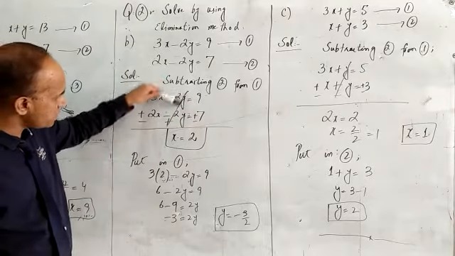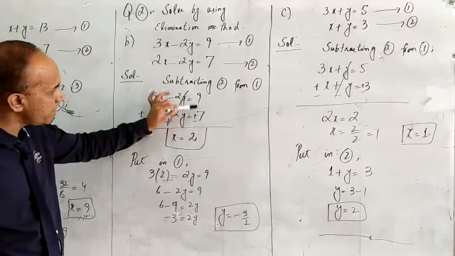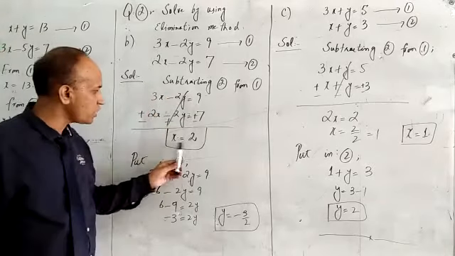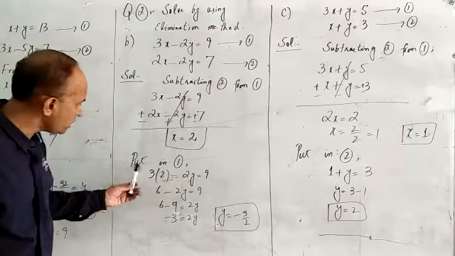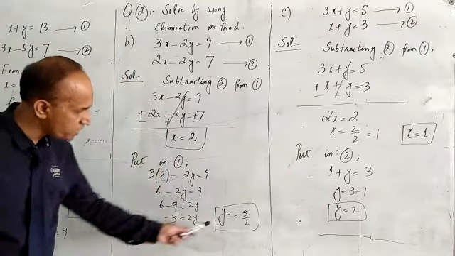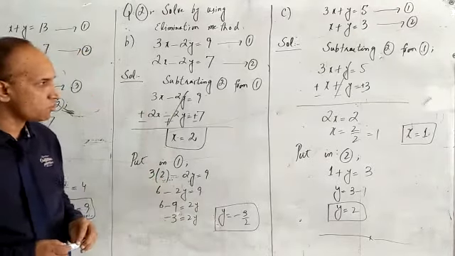You can see that these two are cancelled and we get 3 minus 2 is equal to x and 9 minus 7 is equal to 2. So we have x is equal to 2. We put this value of x is equal to 2 in equation 1 and we get y is equal to minus 3 by 2. This is very simple, you can easily solve this.